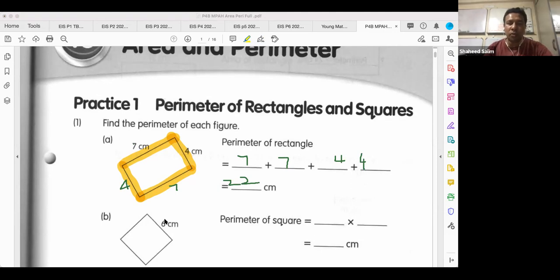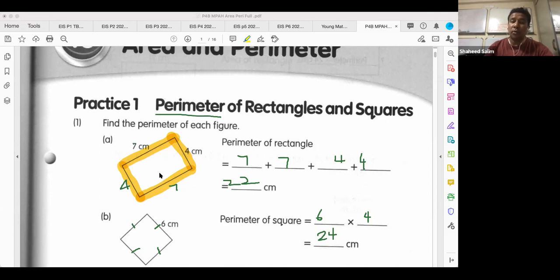If they show you a square, all the sides are the same. Sometimes they indicate it like that. So 6 plus 6 plus 6 plus 6. Or you can do it another way. There's 6 down here, and there are 4 of them, 1, 2, 3, 4, so you can do 6 times 4. Or 6 plus 6 plus 6 plus 6 also works. You get 24. This is very simple. Perimeter means the outside. The outside is the perimeter.